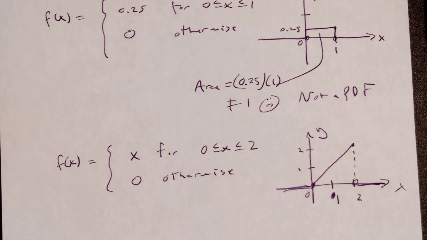Again, I can ask this question: is this a PDF? Will this work as a PDF? My same two conditions: is this function bigger than or equal to 0 for all values of x? Yes. What's the area under this function?